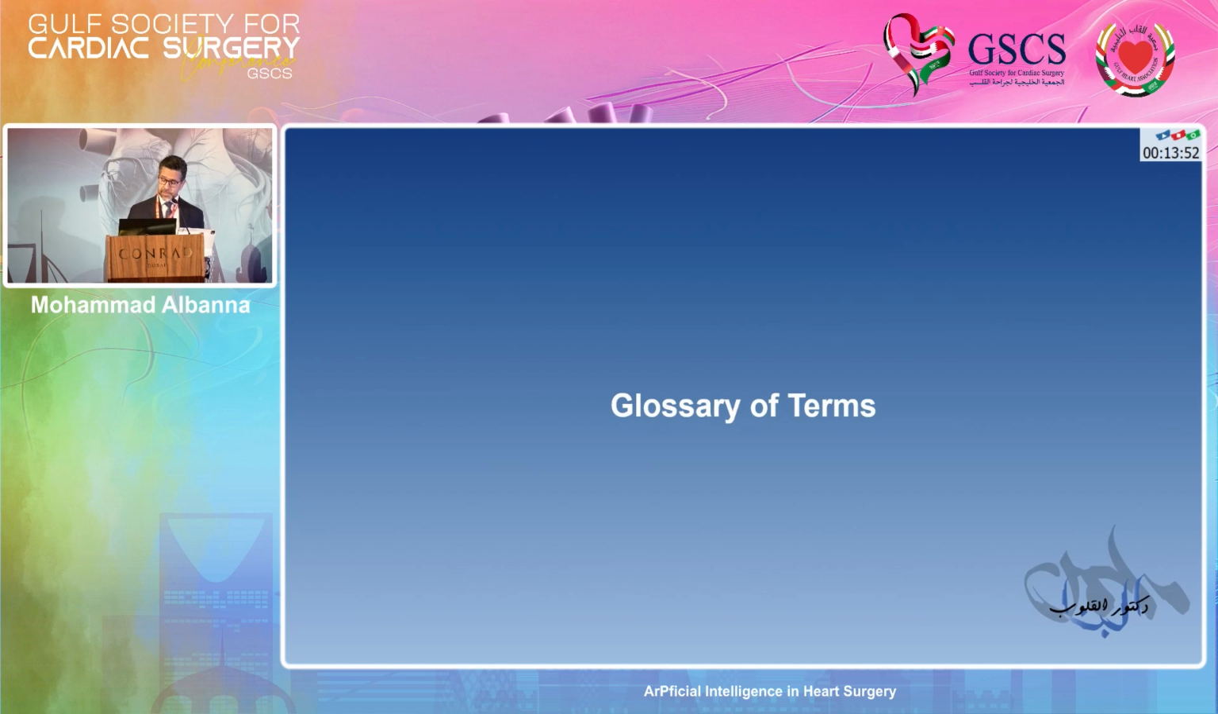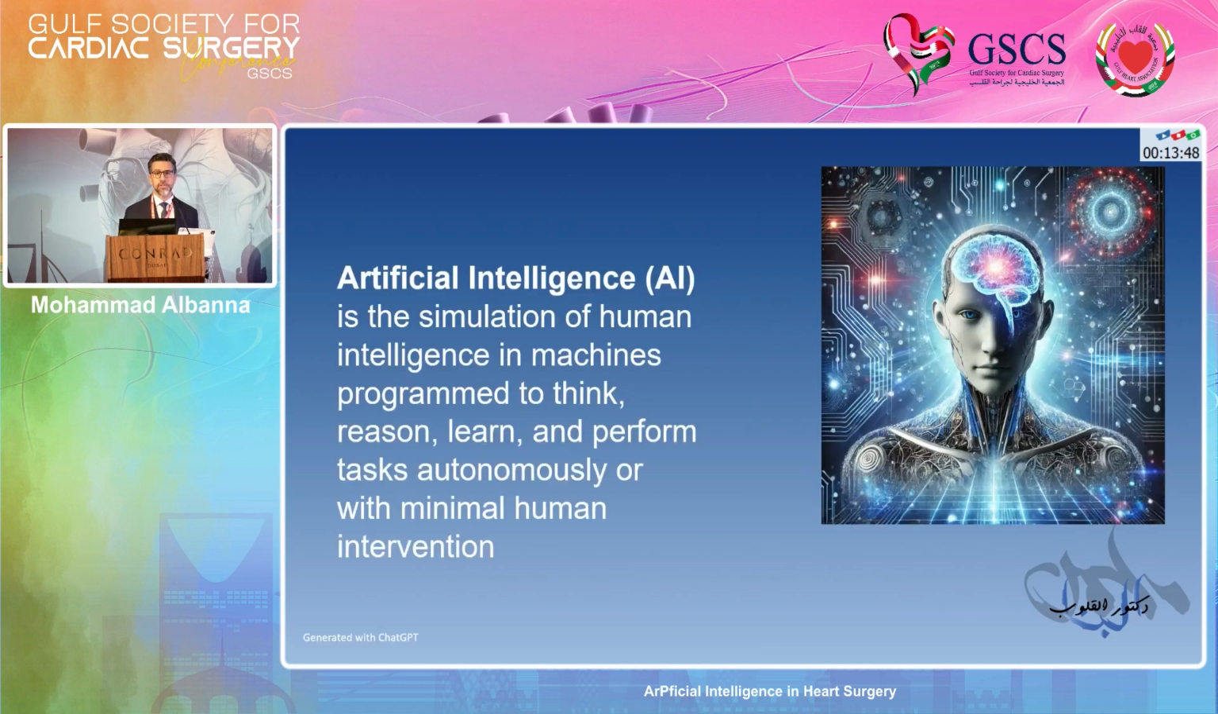I see that you guys are very strict with time, so I'm going to limit myself to the definition of artificial intelligence for the sake of time. AI is the replication of human intelligence in machines. These systems are designed to think, reason, learn, and carry out tasks, either independently or with little human intervention.